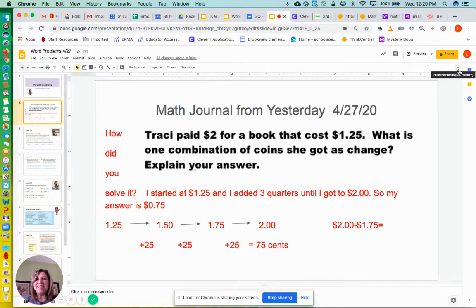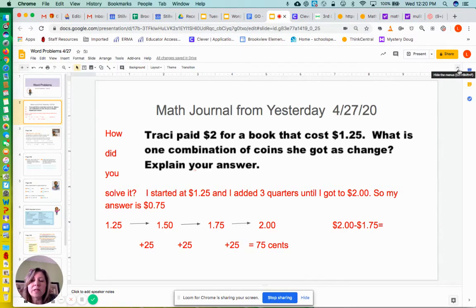Okay? Hi, everybody. Yesterday's math journal said Tracy paid $2 for a book that costs $1.25. What is one combination of coins she got as change? So, third graders, how did you solve this?